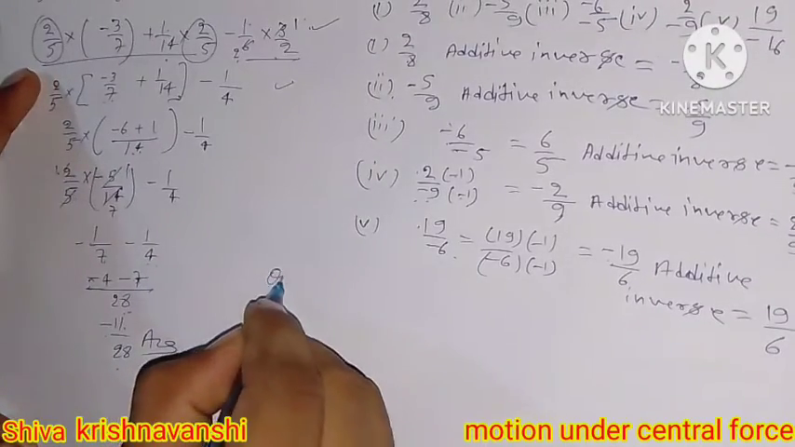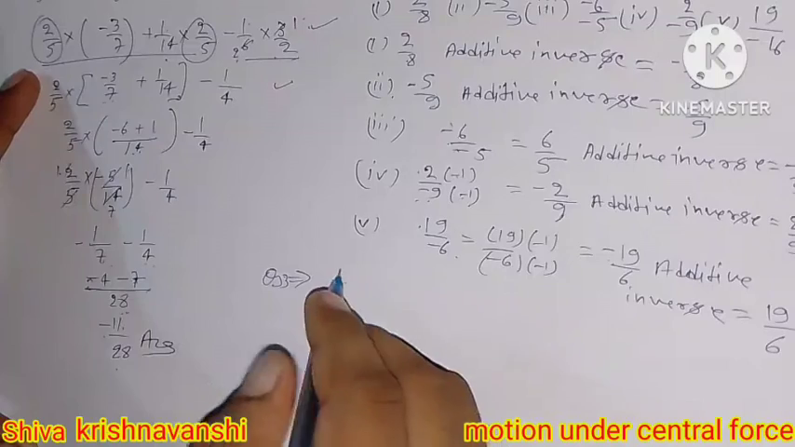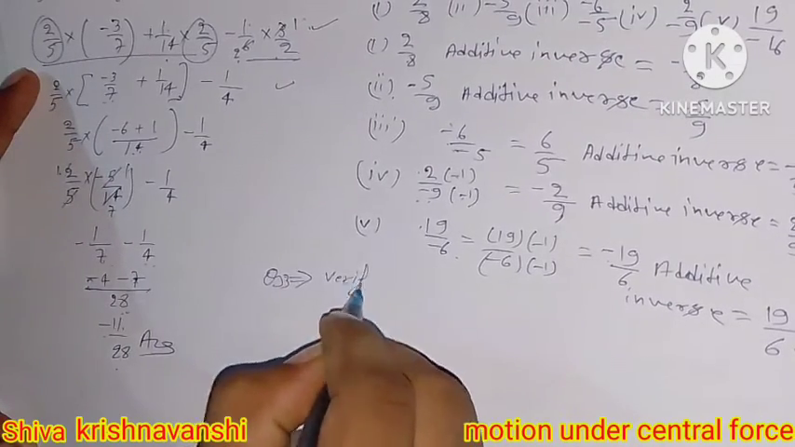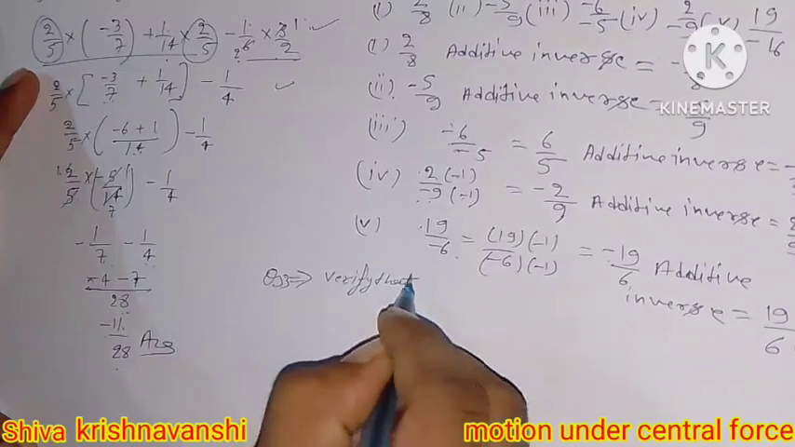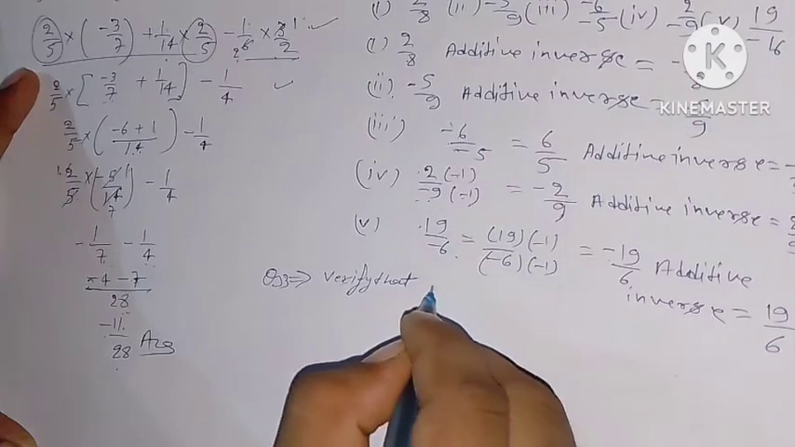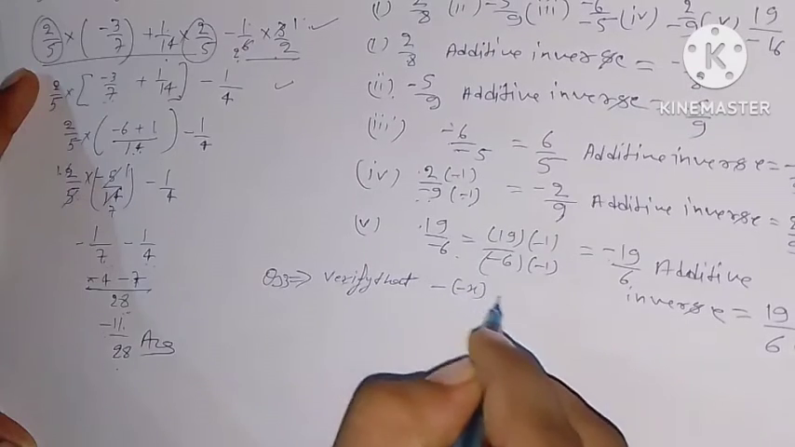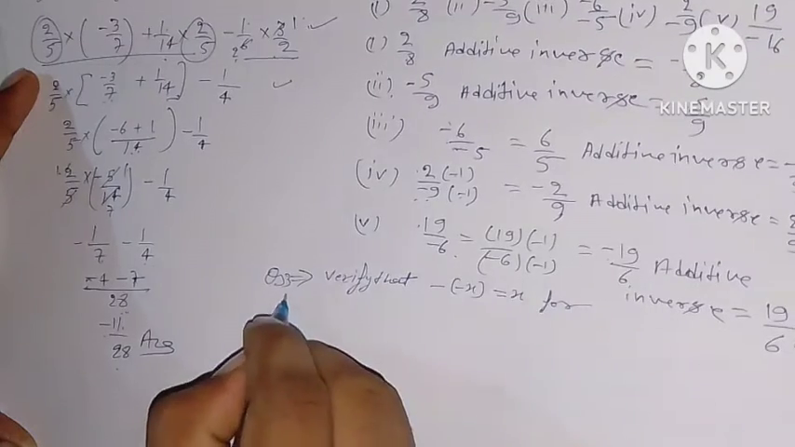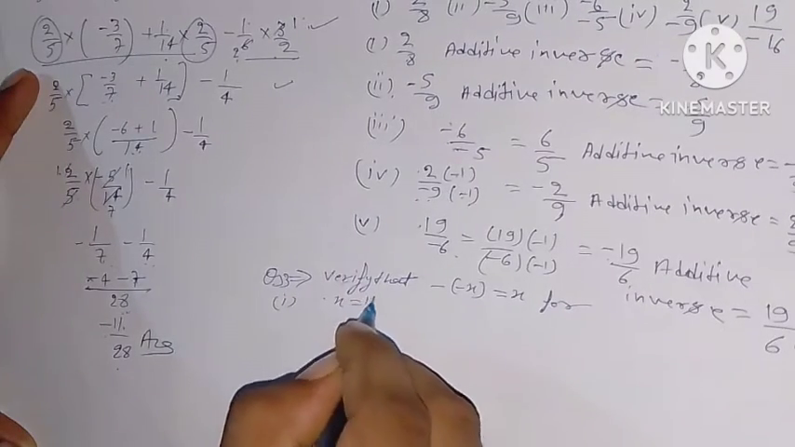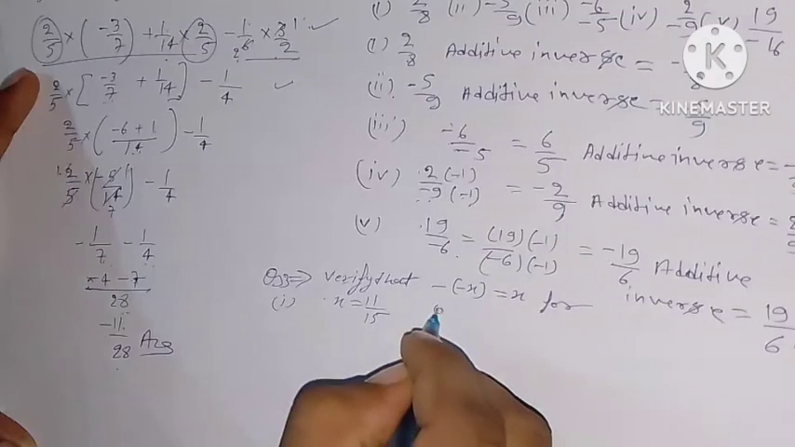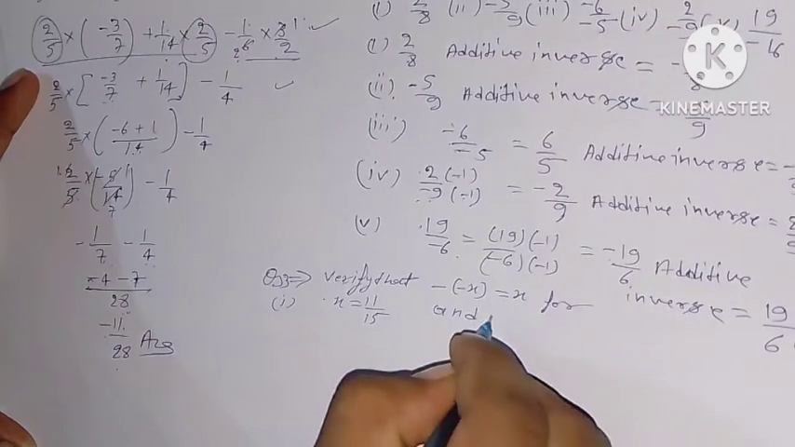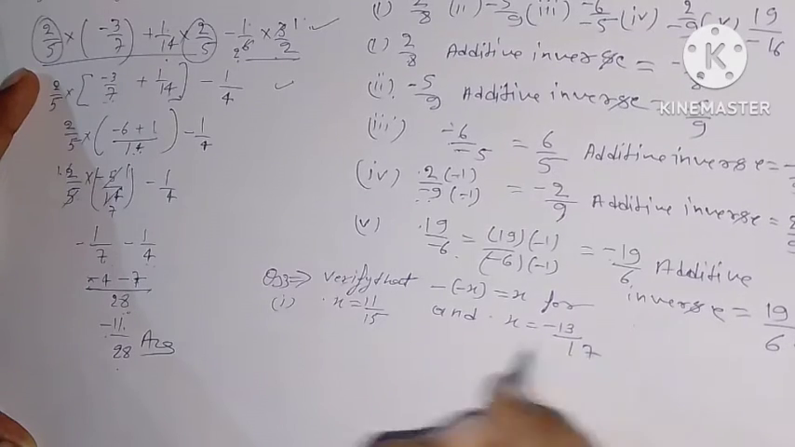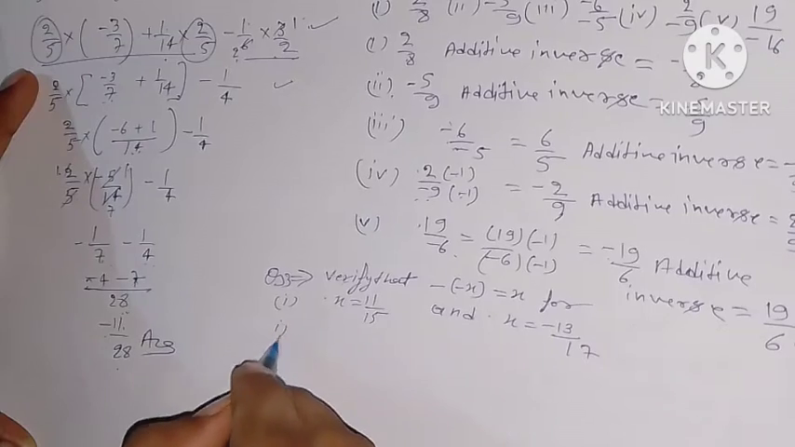Question number three. Verify that minus x equals x, for first, x equals 11 upon 15, and second, x equals minus 13 by 17.